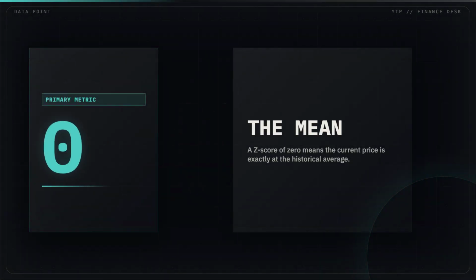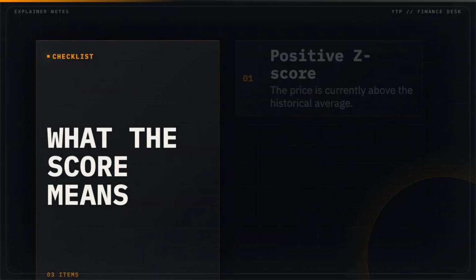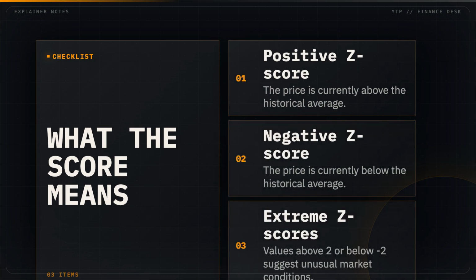Think of 0 as the baseline. If a stock sits right at its long-term average, its Z-score is 0. Positive scores mean the asset is trading higher than usual, while negative scores show it is trading lower. Extreme values highlight market anomalies.